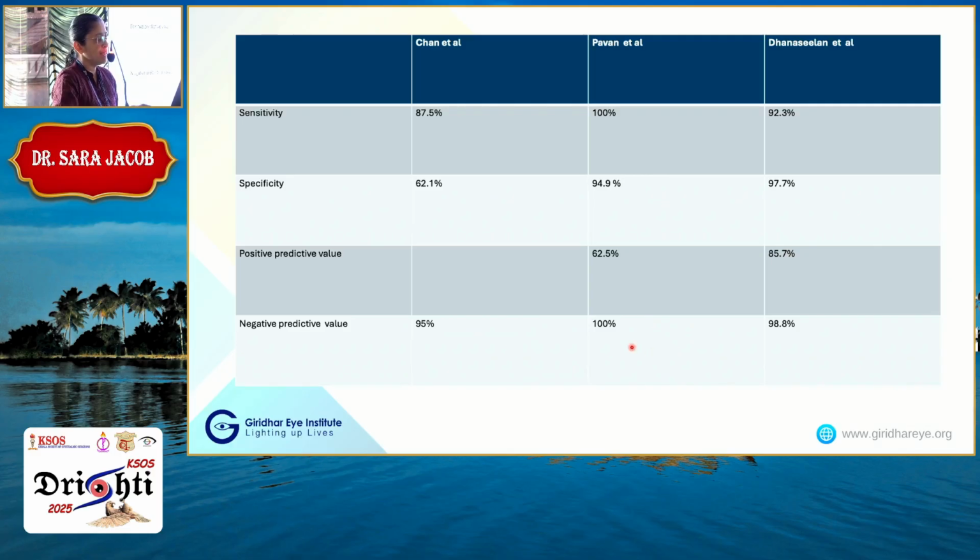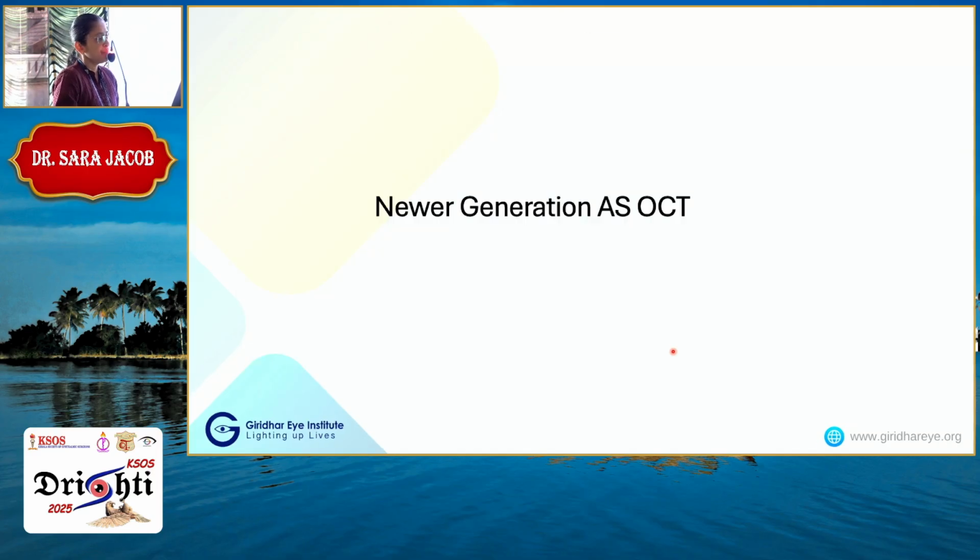This shows that because of the high negative predictive value, if the posterior capsule is found intact on ASOCT, the chance of an intra-op PCR occurring is very less.